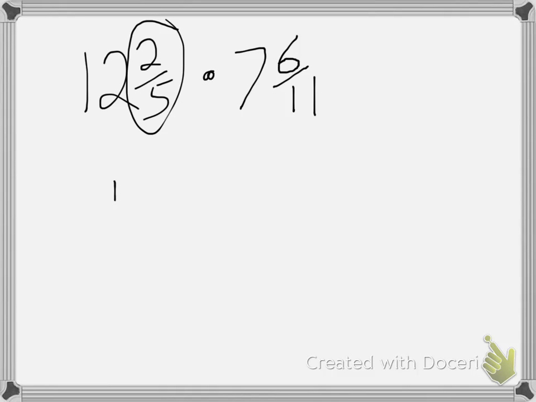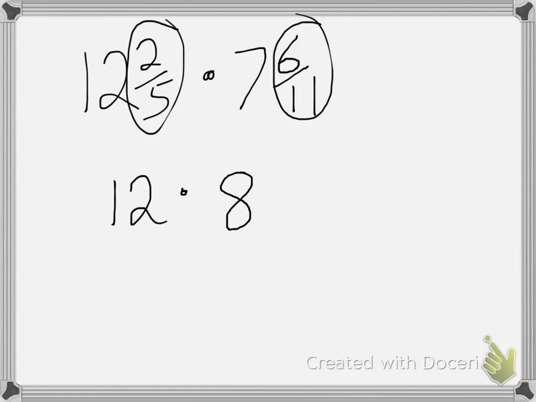So I'm going to round this down to just 12. And then if I look at 6/11, half of 11 would be 5.5. So 6 is a little more than half. So I'm going to round that up to 8. So now I have 12 times 8, which gives me 96 as my estimated answer. So I would hope that my answer for the actual number will be something in that ballpark of 96.